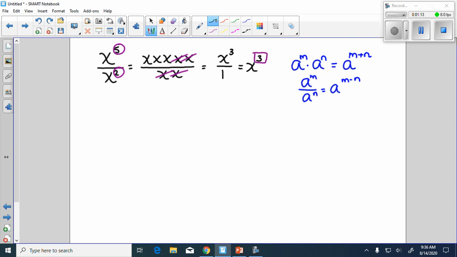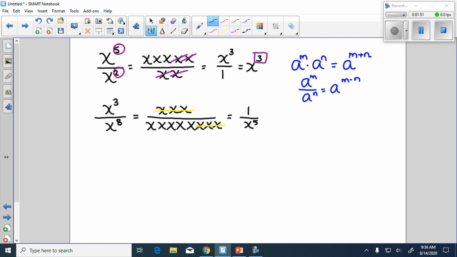Now, for that rule to hold, it needs to hold for all situations. So maybe I have x to the third over x to the eighth. And I always pick a bigger number than I mean to. So let's look at what happens if we write it all out, and we start reducing. We can take 3 x's away from the top and the bottom. When the 1 is on top of the fraction, it's not optional to write. We have to leave it up there. And if we count up on the bottom, 1, 2, 3, 4, 5, we have x to the fifth.